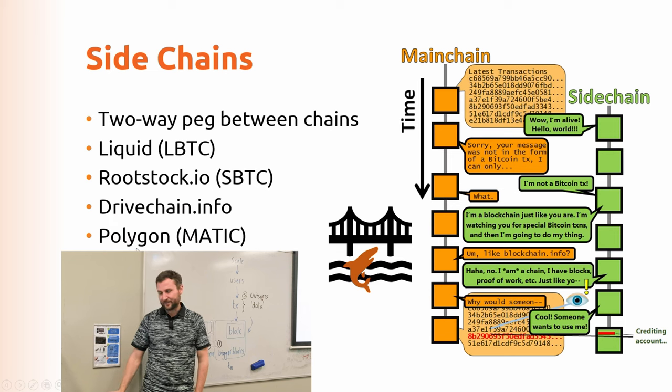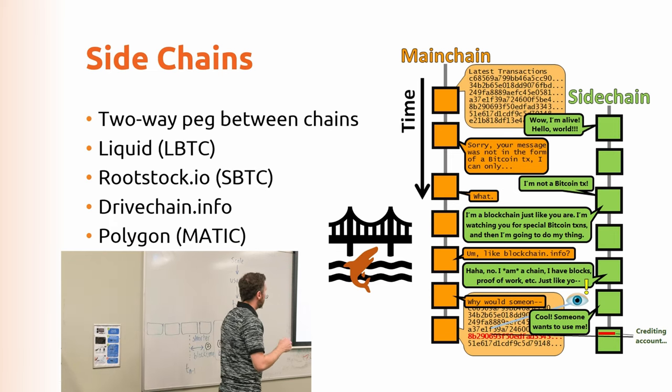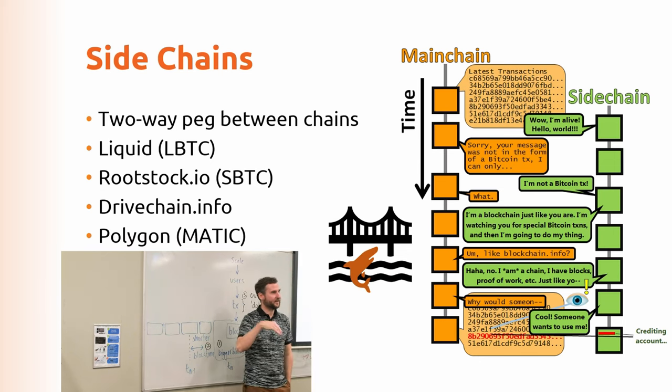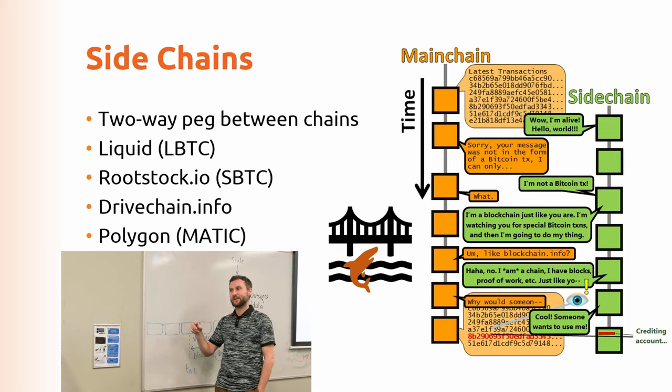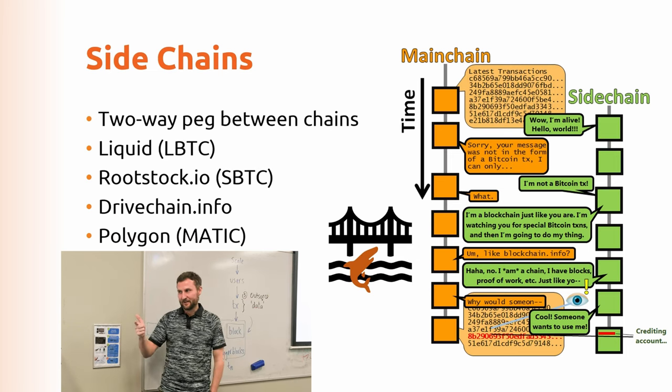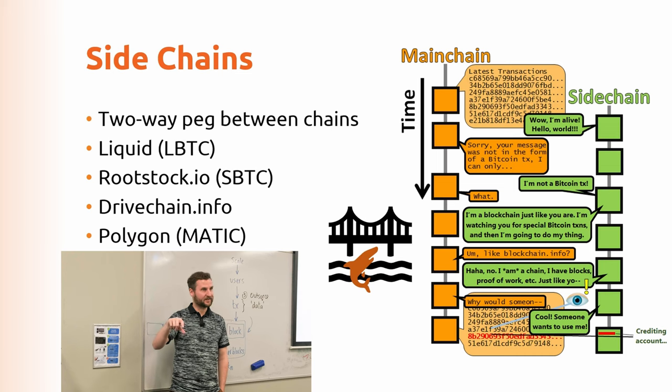Outside of Bitcoin, we have Polygon. And Polygon has its own token called Matic. And Polygon is a layer 2 ETH scaling, but it's not a rollup, okay? It's more of a sidechain. Polygon, though, as a sidechain, has its own consensus mechanism.